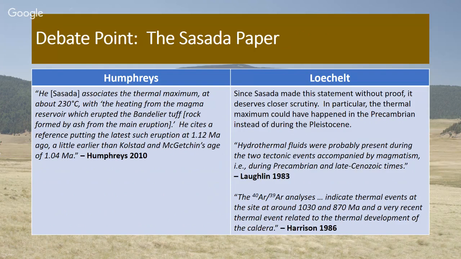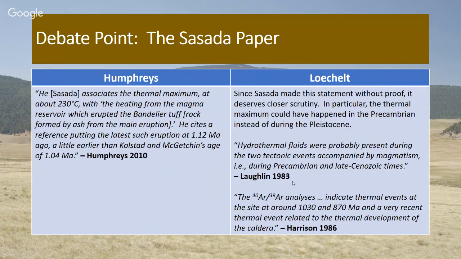The thing to consider, though, is given the long history of the rocks at this site, the thermal maximum could have happened in the Precambrian and not the Pleistocene. So there is another alternative. And that really was suggested by the Harrison paper again, because they showed that in the argon age spectra, there were thermal disturbances at 870 million years ago and 1,030 million years ago in that same temperature range.